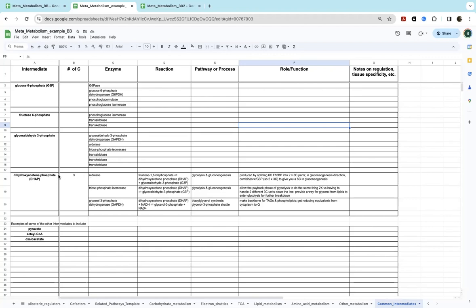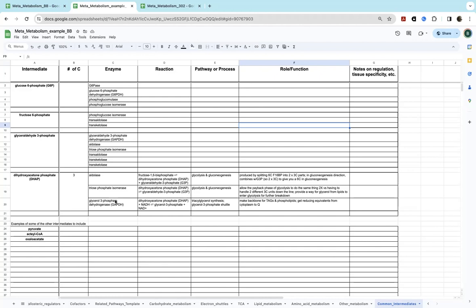For example, if you have dihydroxyacetone phosphate, your DHAP, you could use aldolase to piece it together with a glyceraldehyde 3-phosphate in order to give you F16BP, or you could isomerize it to glyceraldehyde 3-phosphate, to do the glycolysis direction, or to go from glycerol to lipids to enter glycolysis for further breakdown.